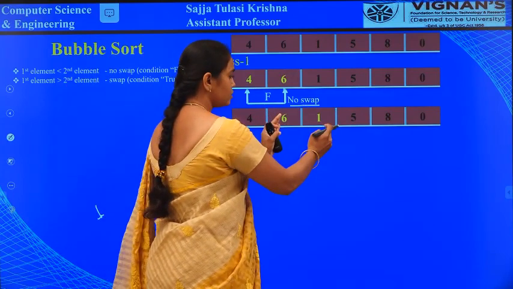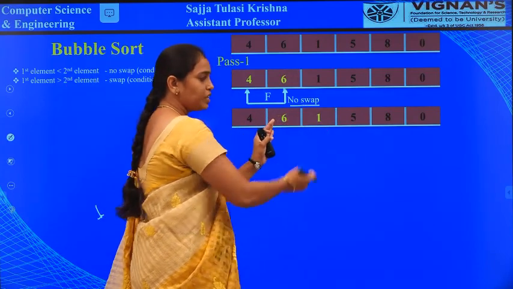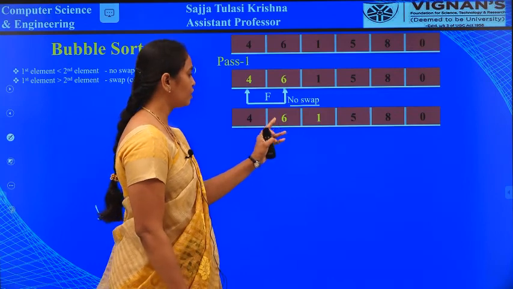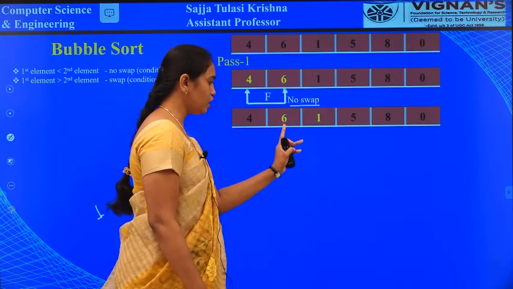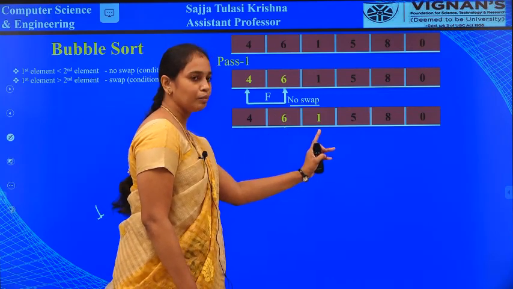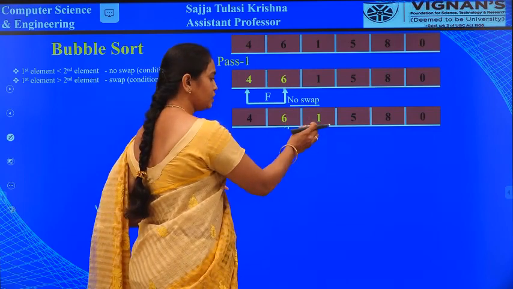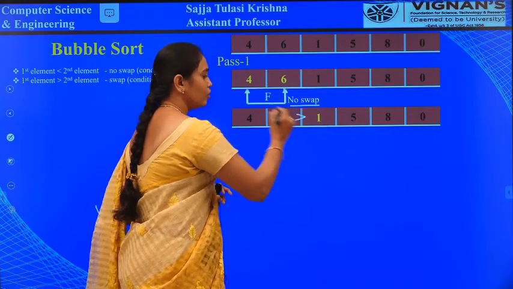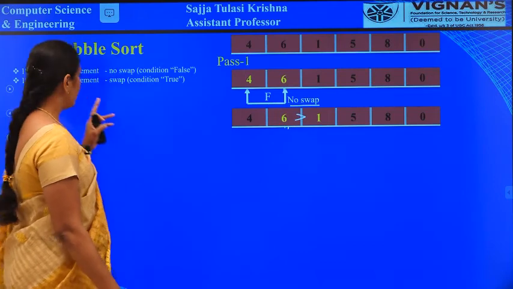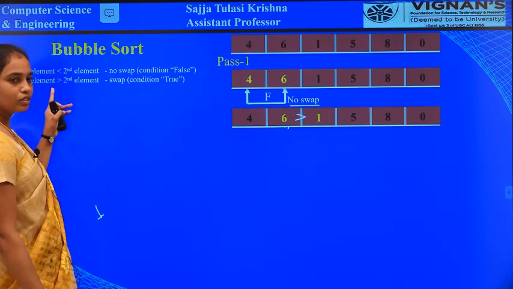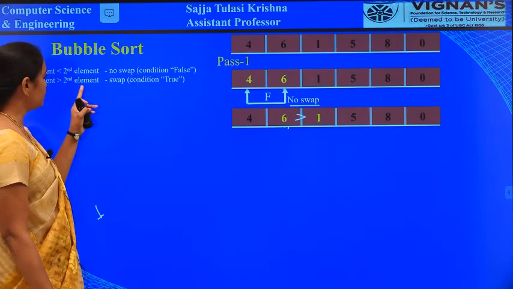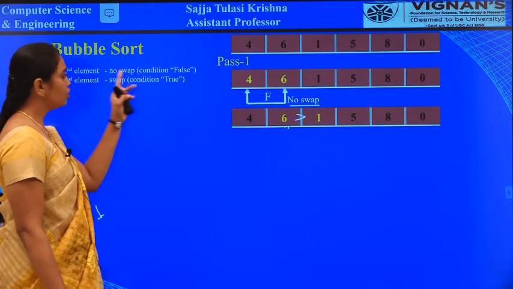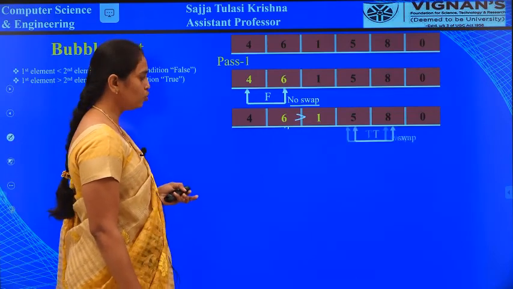Next consecutive elements, the next side by side elements we will compare. Now see, this is the first element and this is the second element. The first element is greater than the second element. Now the condition is coming to the second one. First element is greater than second element. So the condition is true now.